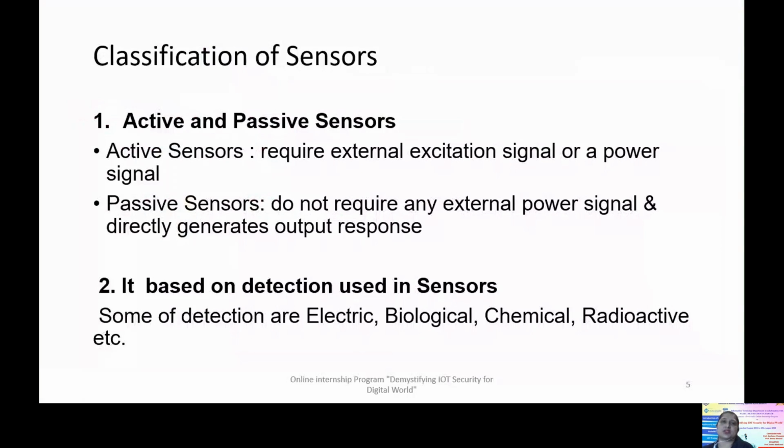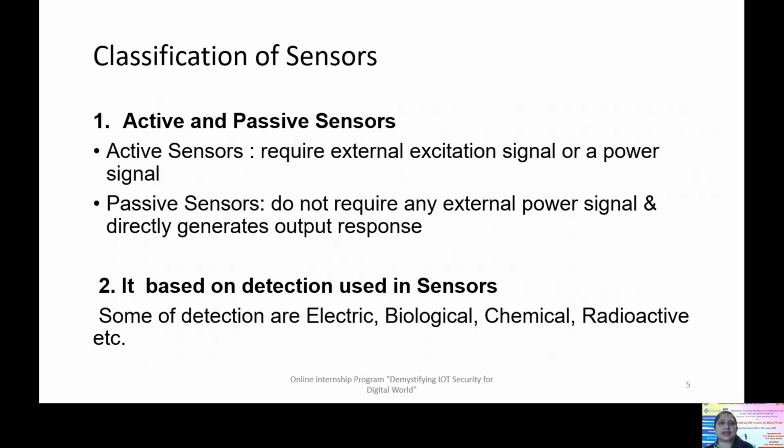Now, what is the classification of the sensors? Definitely the first classification is the active and the passive sensor. What is an active sensor? It requires external excitation signals or power signals. Then what are passive sensors? They don't require any external power signals and directly generate the output responses. Depending upon active or passive sensors, we can use them for different IoT applications.